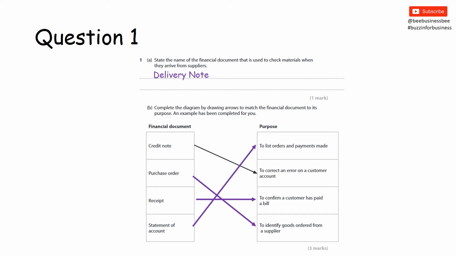And then if we work our way down the financial documents, you would have worked out that obviously the example was a credit note, which went to correcting errors. So remember, the credit note is always sent to the customer if they've made a mistake. For example, they're going to give them some money back.